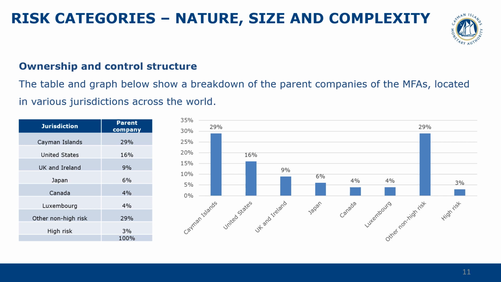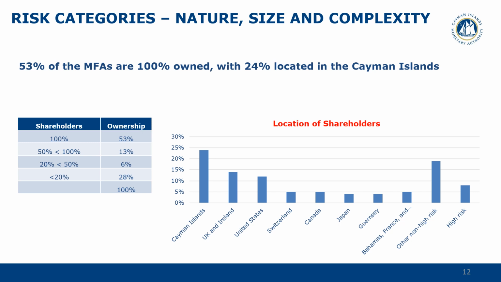And then we see Japan, Canada, Luxembourg, and another high proportion of non-risk countries as being the locations of parent companies, with only 3% of parent companies being located in high-risk jurisdictions. And this chart shows the location of shareholders for MFAs, and as we can see, there is quite an even split across a number of jurisdictions. By far the greatest is the Cayman Islands. However, none of those jurisdictions are high-risk jurisdictions, and indeed the proportion of shareholders located in high-risk jurisdictions is less than 10%.